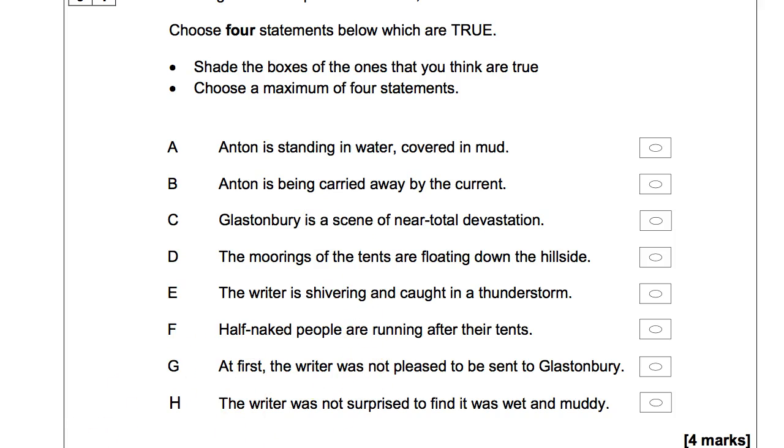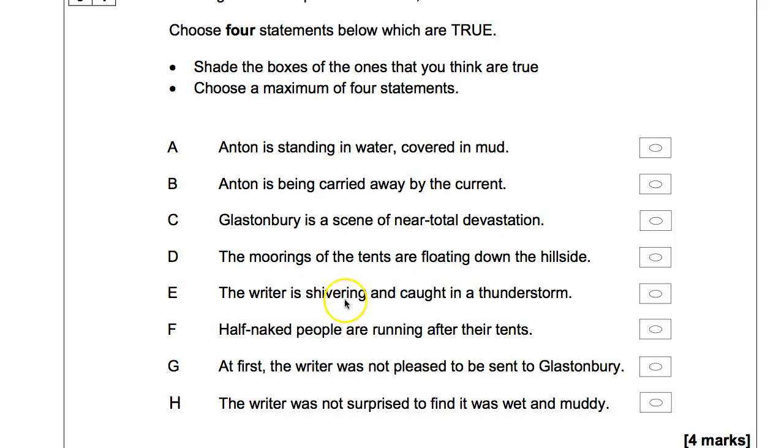We'll try reading the questions first because there is one potential advantage which you're going to try out in this video, see if this works. If I read the statements in the question, that might help me understand the passage. So I want to know where Anton is standing. I want to know if Anton's being carried away by a current. I want to know if Glastonbury is near total devastation or not. I want to know if the tents are floating down the hillside.